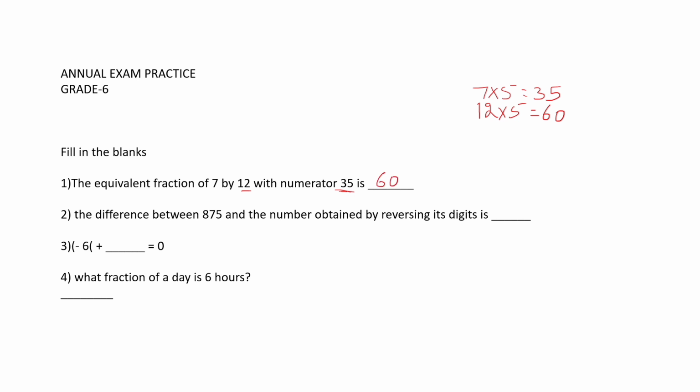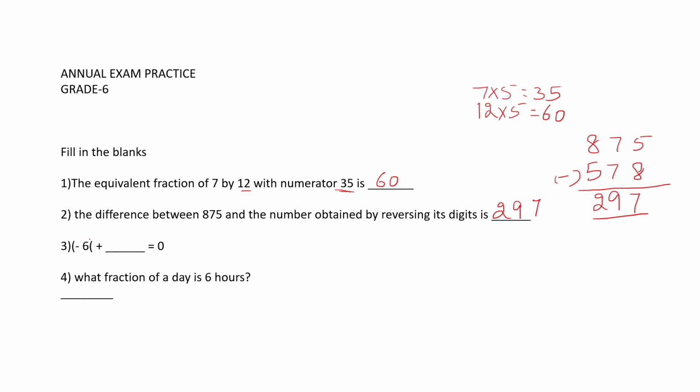Next, the difference between 875 and the number obtained by reversing its digits is. Here, the reverse number is 578. So, from 875, if we take away 578, we will be left with the difference of 297. So, the answer is 297.